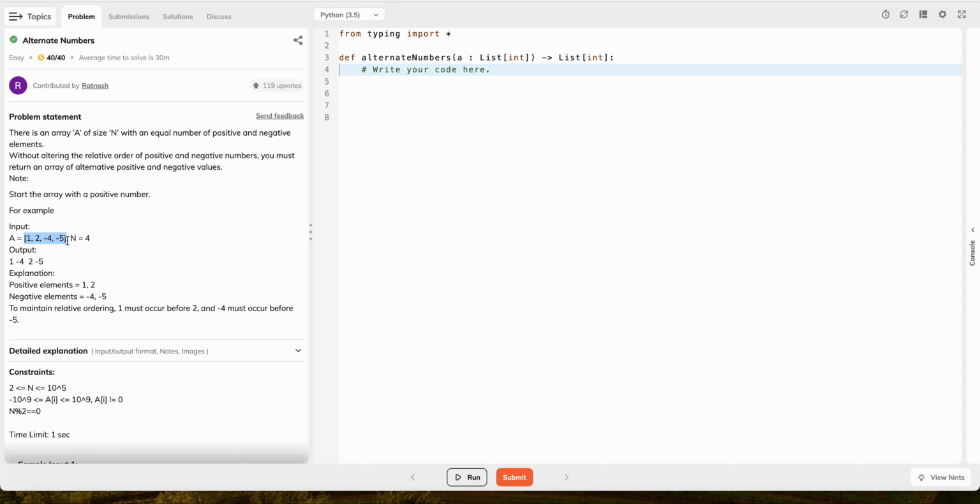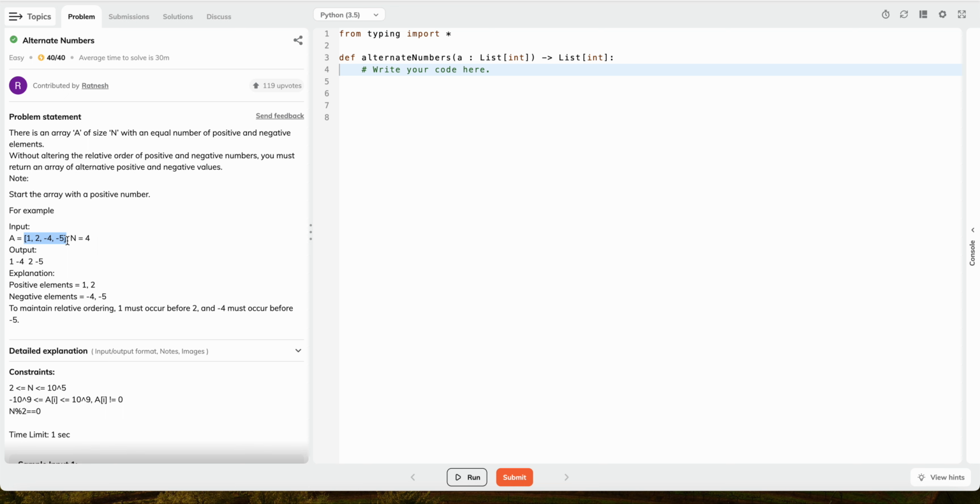We need not disturb the relative order of elements, which means that the way in which the elements are placed, they should be in the same order. If minus 4 occurs before minus 5, then in your answer minus 4 should always be before minus 5.